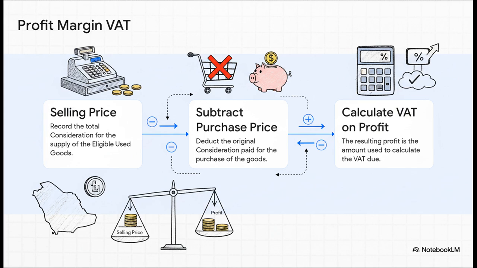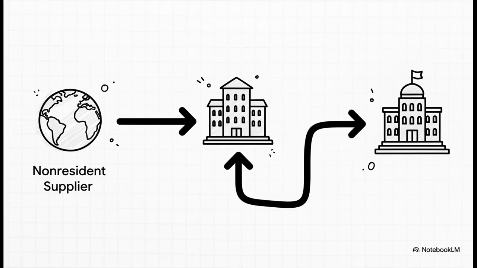All right, you're going to want to listen closely to this next part, especially if you work with international suppliers. If your business here in Saudi Arabia gets services from a company that isn't a resident, the responsibility for the tax completely flips. You, the customer, are the one who has to calculate and pay the VAT. This is called the reverse charge mechanism, and it's something you absolutely have to get right on your tax return.